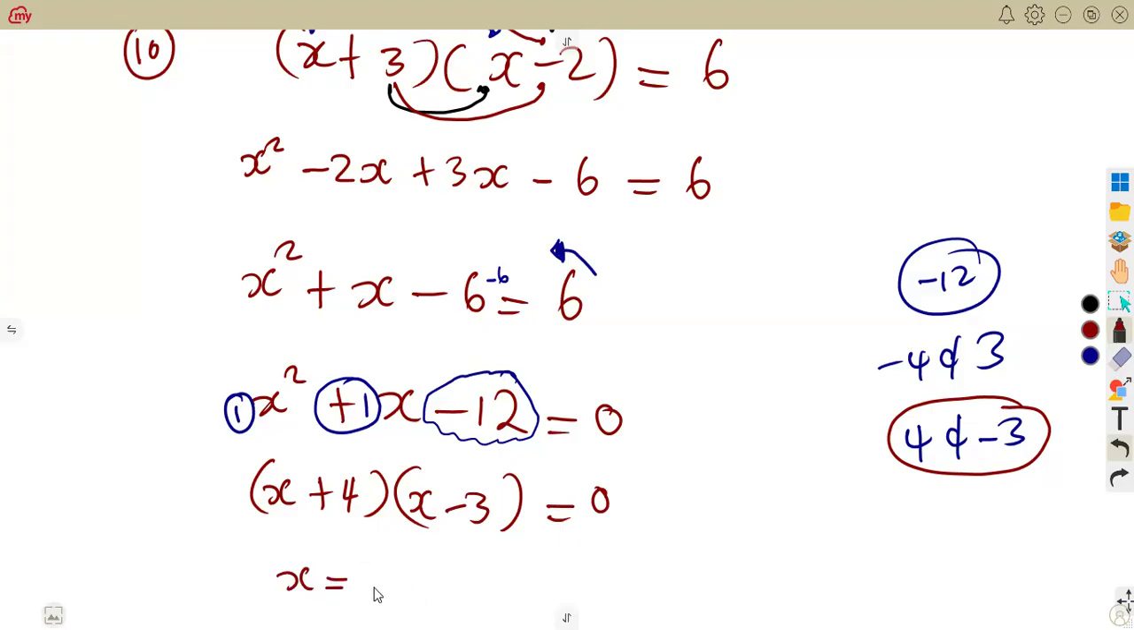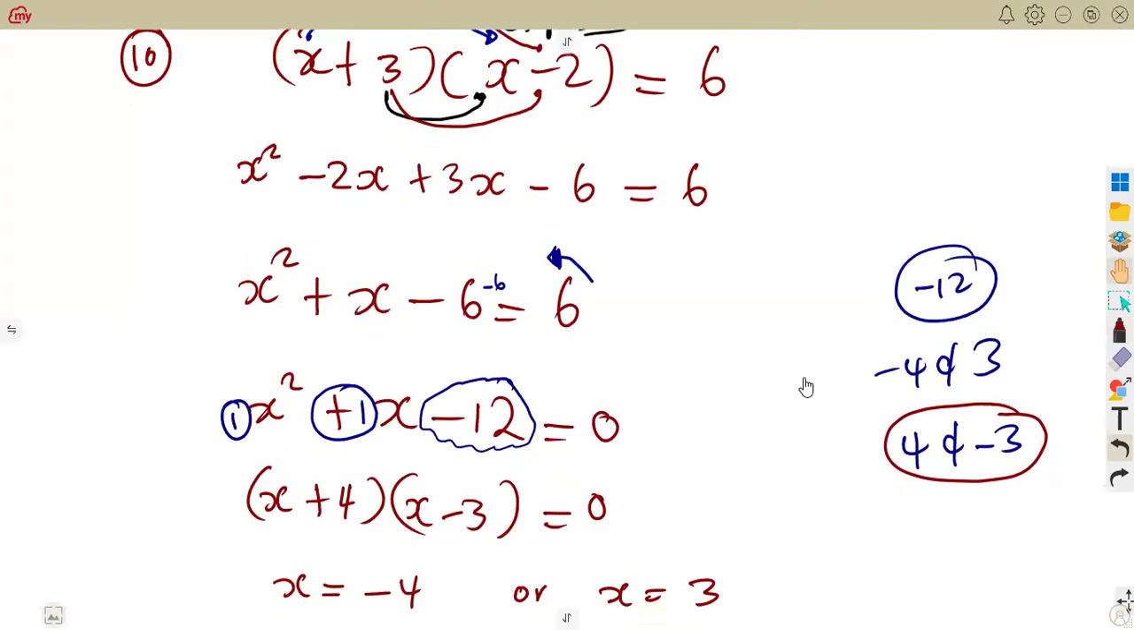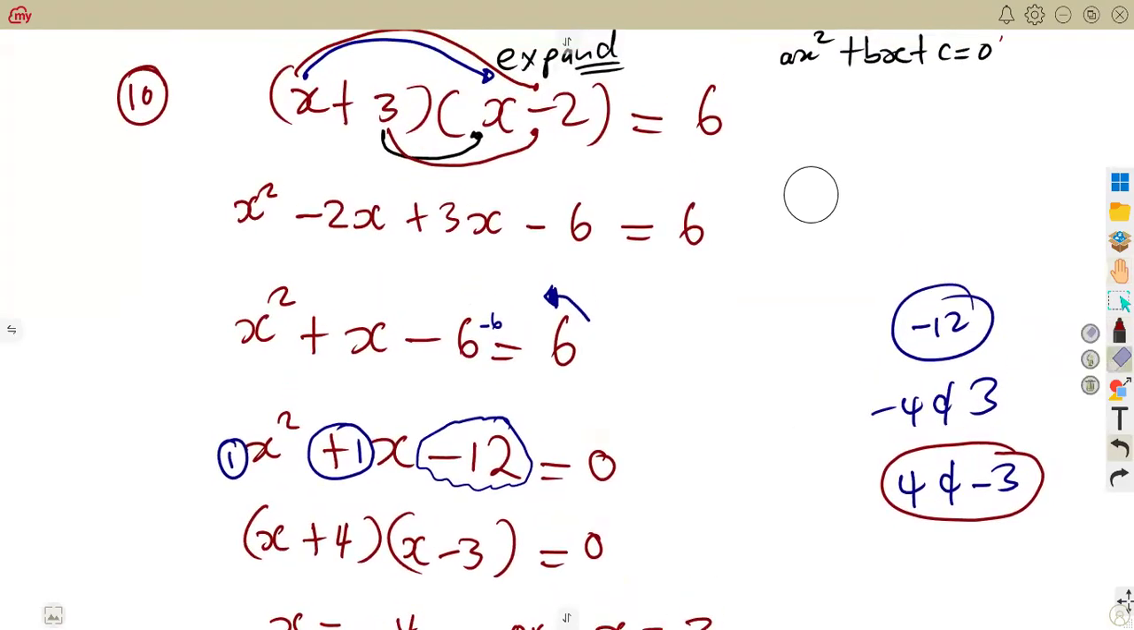From a positive 4, take it to the other side, it is going to give you a negative 4, or x is equal to a minus, to the other side is going to give you a positive 3. So these are the possible values of x that you are going to have at the end.